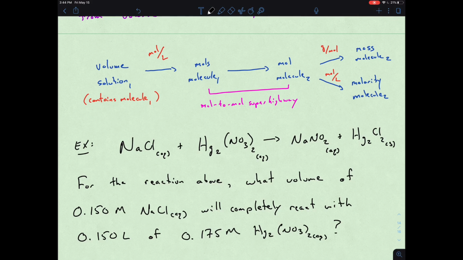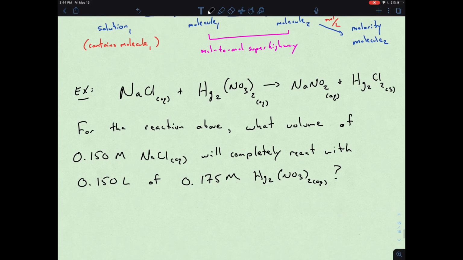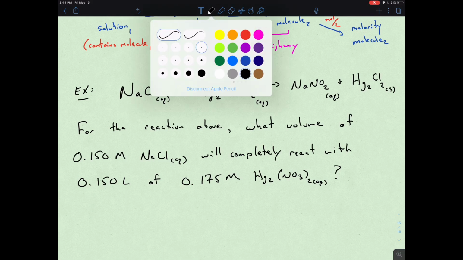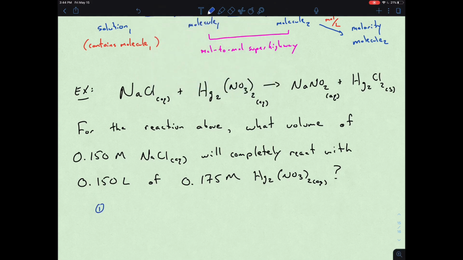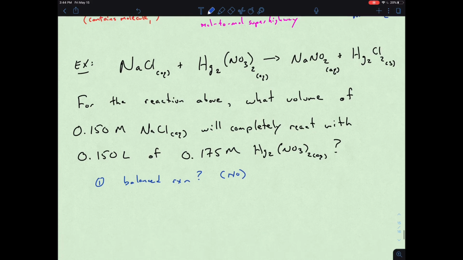So this is just a chemical reaction, just with a different way to get to moles, right? Because now we're in terms of molarity. So the first step is we need a balanced reaction. And the answer right now is no, we don't have a balanced reaction.